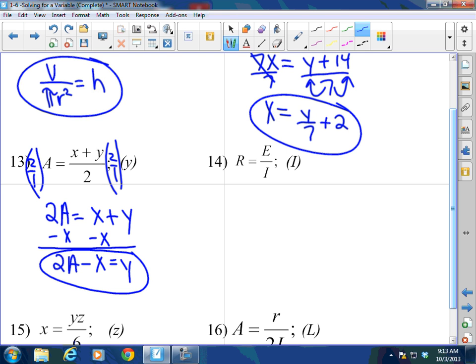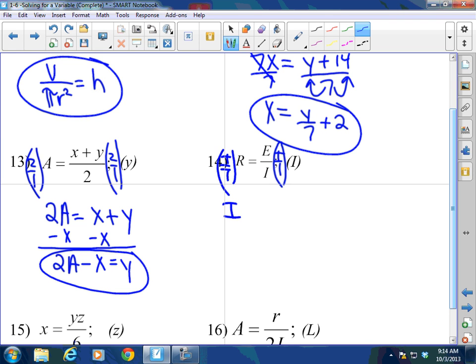How about 14? R equals e over I. I want to solve for I. Pay attention to this one. Where is I right now? In the denominator. When I'm solving for a variable, don't I need that to be in the numerator? Do you remember, guys, that when we first started talking about equations, I said you want to solve for x over 1, right? Okay, so how do I get that I that's in the denominator in the numerator? You multiply by the reciprocal. Multiply I to both sides.